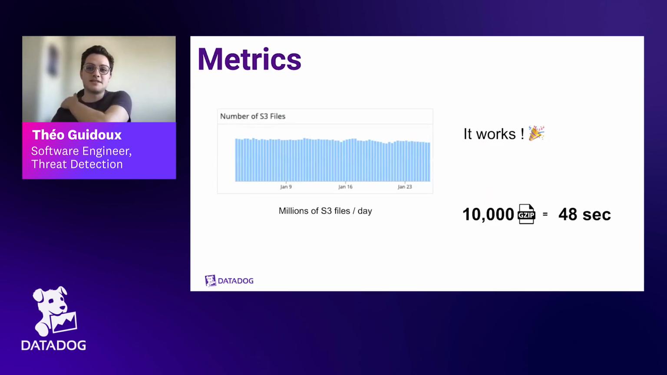That's why on the next slide, you can see the number of S3 files. This is a custom metric for our pipeline. For example, we have millions of files created in S3 from VPC Flow Logs. We run batches of 10,000 gzip files, which represent almost 48 seconds of logs during 1 hour long. And we process around 40 loops during an hour.